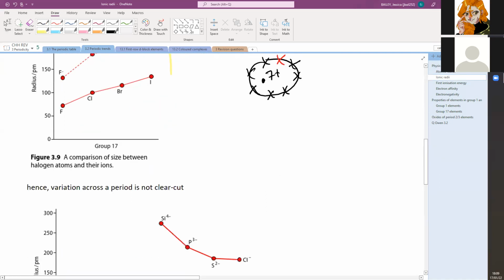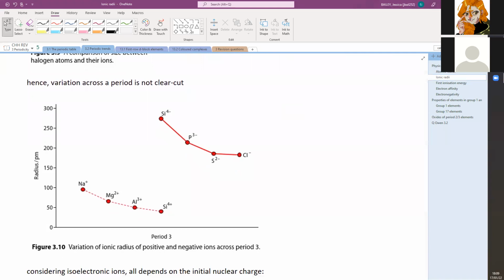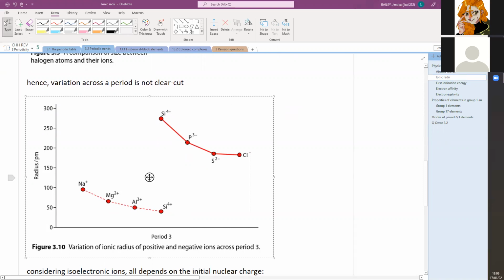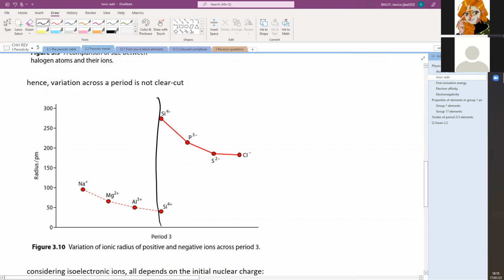Now, the trend is, therefore, across a period, like I said before, it's not very clear cut, not a straight upwards or downwards trend. Instead, you've got all of your positive ions, they all have a smaller radius than they should have, and all of your negative ions have a larger radius than they should have. And so you get this cut at silicon.